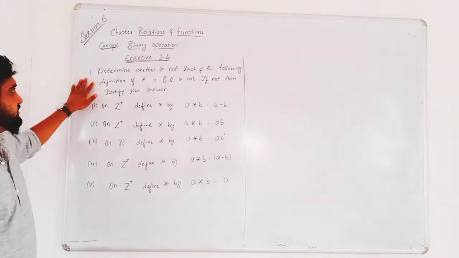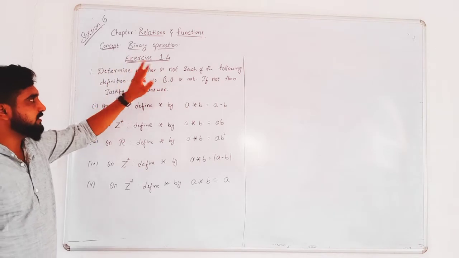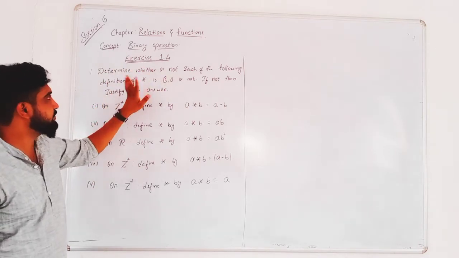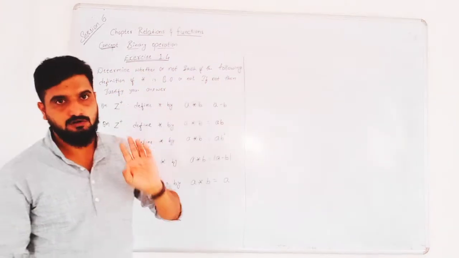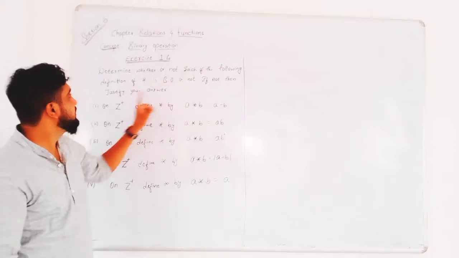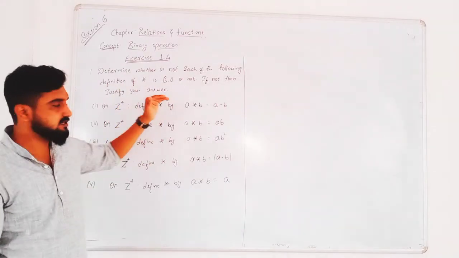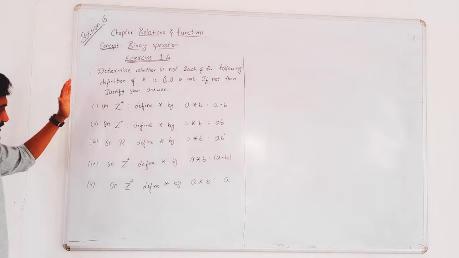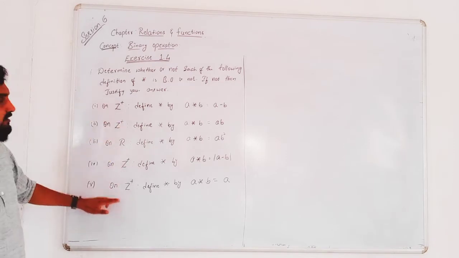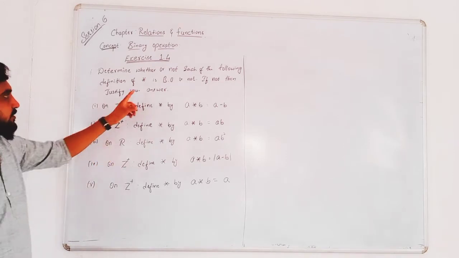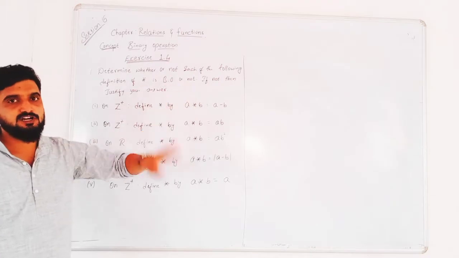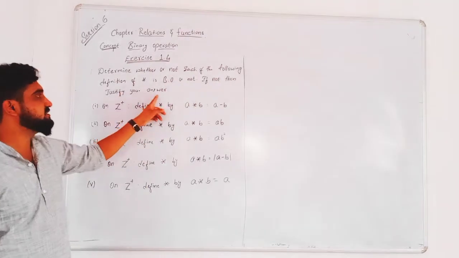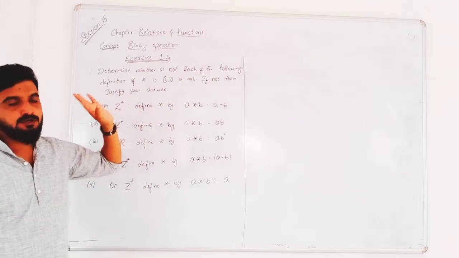So the first question is determine whether or not each of the following definitions of star is a binary operation or not. If it is not a binary operation, then justify your answer. So these are the 5 questions here. I have to check whether the following definitions of star given in these 5 columns is a binary operation or not. If it is not a binary operation, then I have to justify the answer by giving some suitable example. So let us take one by one.